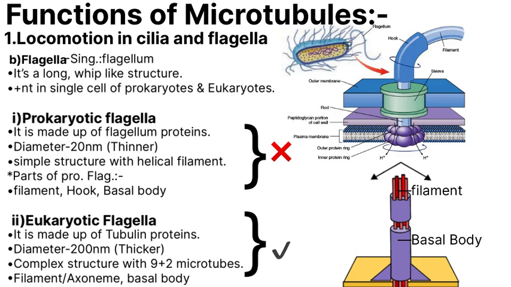Then we have the hook. Hook is again a very short, curved or tubular structure. It acts as a flexible joint that enables the efficient and continuous rotation for bacterial motility while connecting the flagella to the basal body. It is composed of the hook protein, and it is more flexible than the filament itself, which allows it to act as a universal joint.